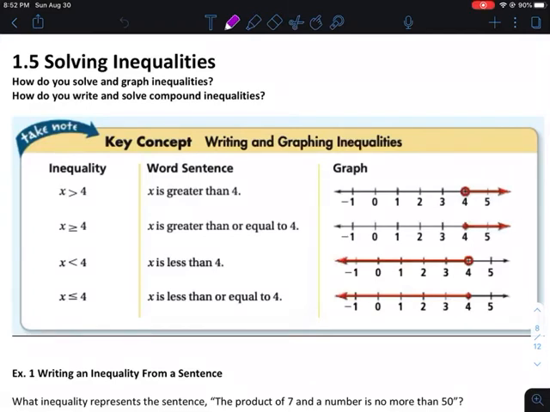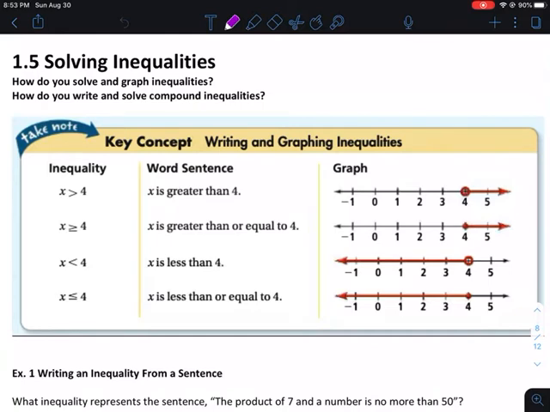Section 1.5, Solving Inequalities. So looking at how do you solve and graph inequalities, and then in tomorrow's video we'll do a little review on how do you write and solve compound inequalities. So just some review concepts in terms of writing and graphing inequalities.